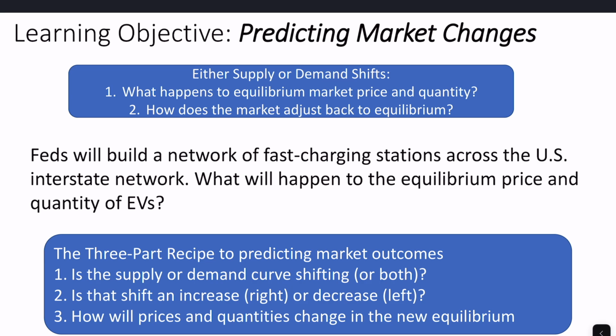We want to predict market changes from either a supply or demand shift. What that means is, one, what happens to an equilibrium market price and quantity? Does it go up or down? And then two, how does the market adjust back to that new equilibrium?